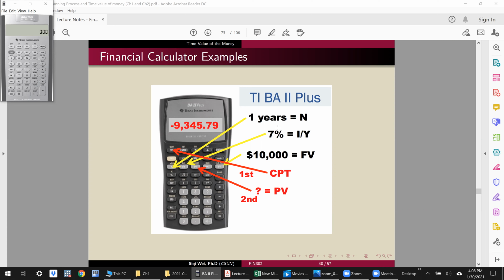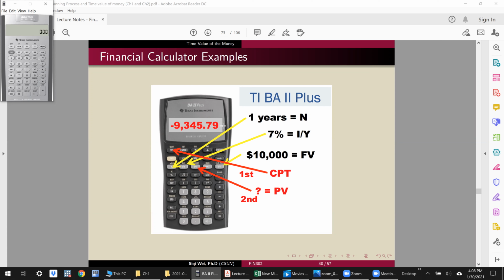In your financial calculator, you want to realize that there are five primary function keys. The N is the number of periods. The capital I over Y stands for the interest and yield. PV stands for the present value. This PMT is the annuity function key, indicating the multiple cash flows incurred every single investment period. And this FV is the future value.